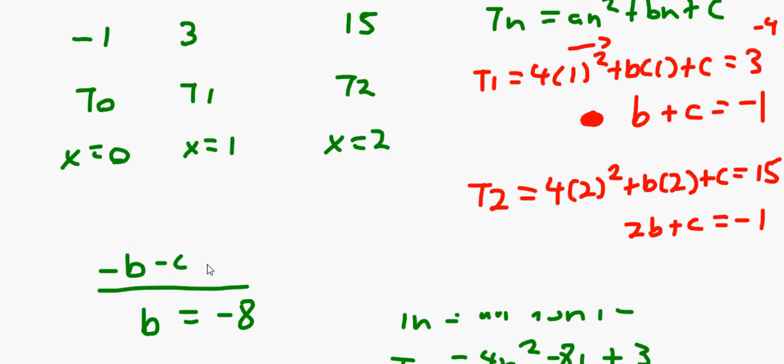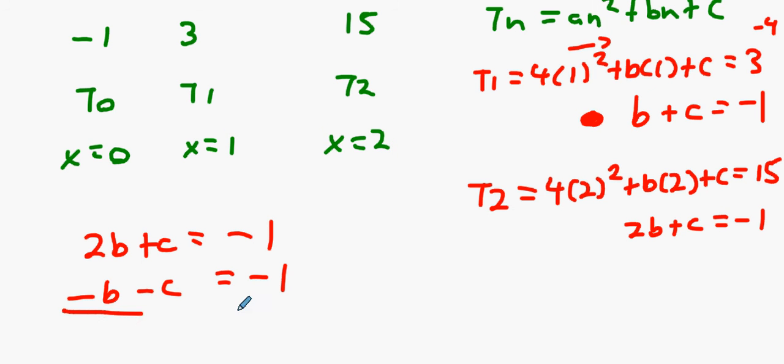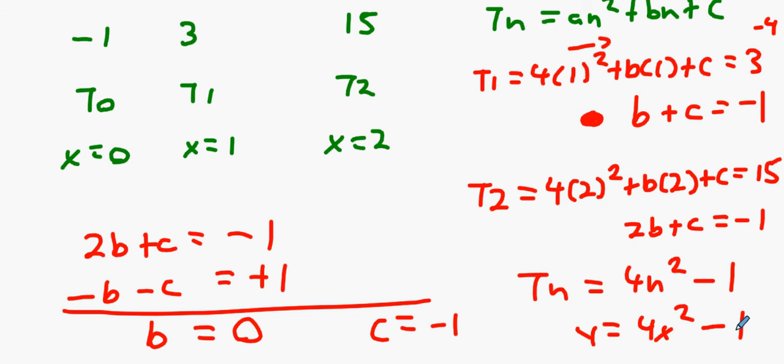Okay. Now what happens this time? Anybody care to tell me? Top one by -1. 2b plus c equals -1. Do you remember doing these at junior cert? Something similar anyway. What do I get? Oh, it is, isn't it? Thank you. I get b equals 0. And if b equals 0, what's c equal to? And that creates the equation that Queven's talking about. 4n squared minus 1, which is y equals 4x squared minus 1. Is that alright with you guys?